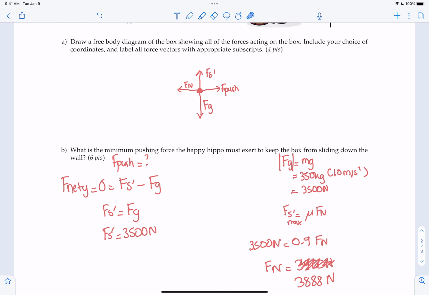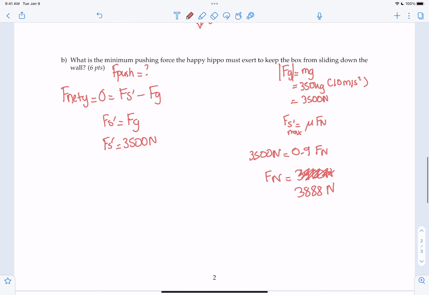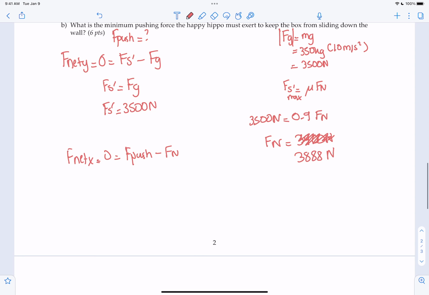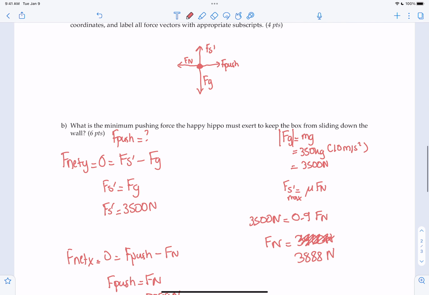And so now we can start thinking about the x-axis forces. F net x is equal to 0 because the box is not in motion. And we have F push to the right and normal force to the left, so F push would just be equal to the normal force, which is 3,888 newtons. So does that run-around, jumping from y forces to x forces and figuring things out using the static friction force, kind of make sense?